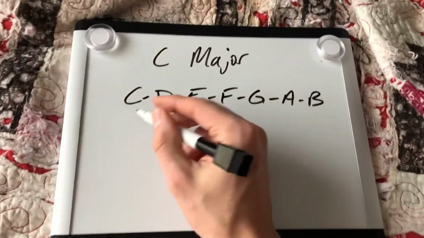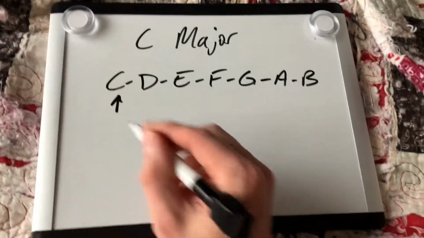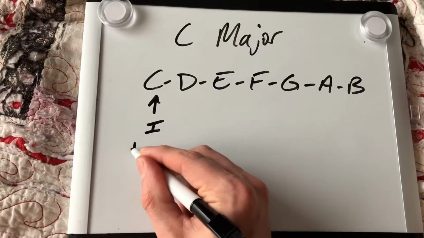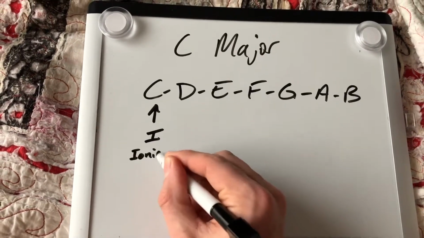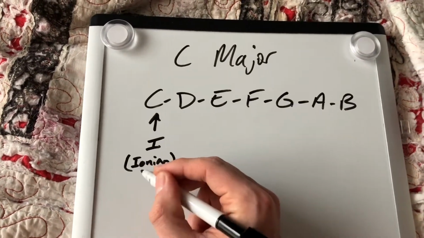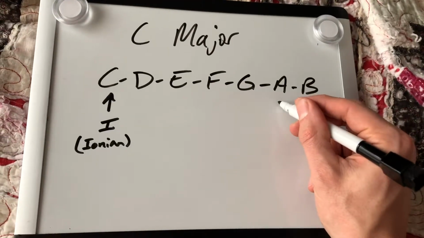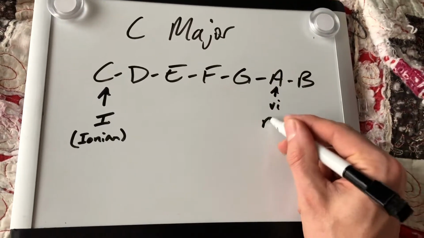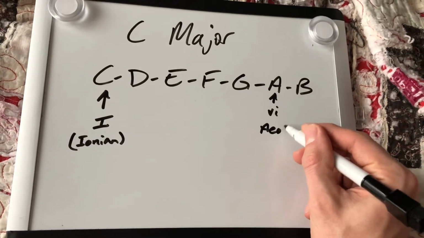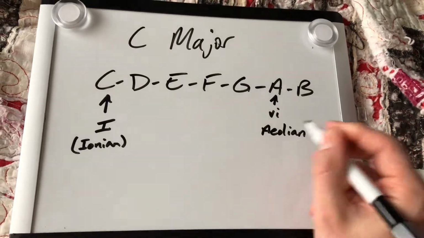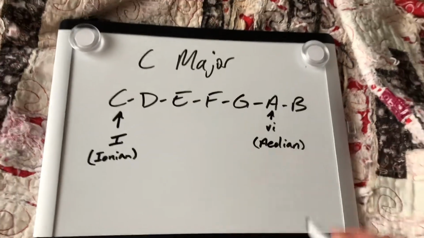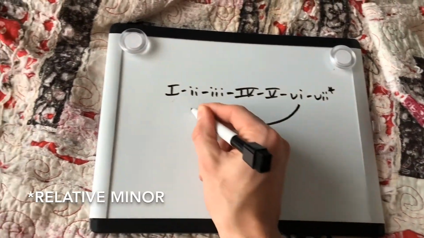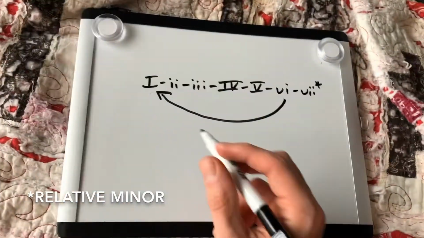Okay, so what that means is, here we have the tonic, or the one note. This is also known as the Ionian mode. And this sixth note here is the Aeolian mode. Now all that means is that this sixth note here is the natural minor of this first note.